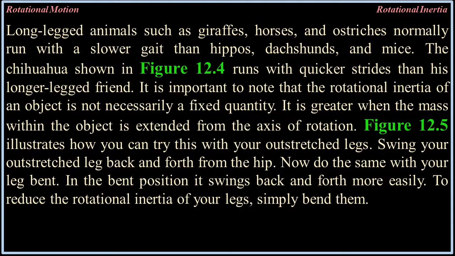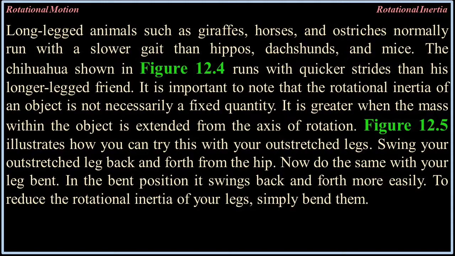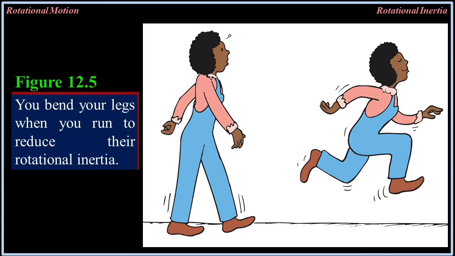Long-legged animals such as giraffes, horses, and ostriches normally run with a slower gait than hippos, dachshunds, and mice. The Chihuahua, shown in figure 12.4, runs with quicker strides than his longer-legged friend. It is important to note that the rotational inertia of an object is not necessarily a fixed quantity. It is greater when the mass within the object is extended from the axis of rotation. Figure 12.5 illustrates how you can try this with your outstretched legs.